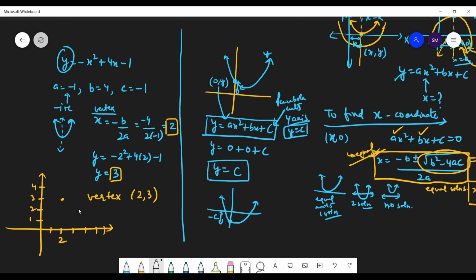Now you have to assume some more values. Tell me what c equals to. -1. So it means this graph is going to pass through this -1 point. Yes or no?